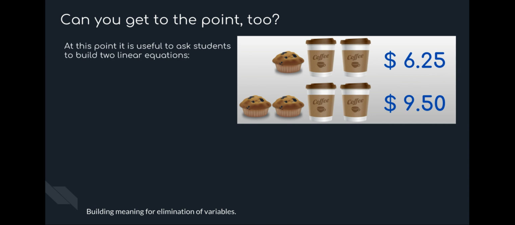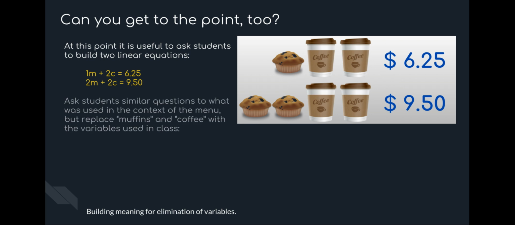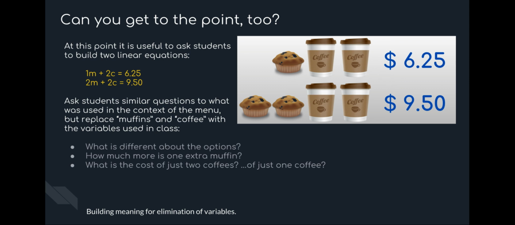At this point, it's useful to ask students to build two linear equations. 1m plus 2c equals $6.25. 2m, or 2 muffins, plus 2 coffees, 2c, equals $9.50. From here, we actually want to ask very similar questions to what we used in the context of the menu, but replace muffins and coffee with variables used in class.